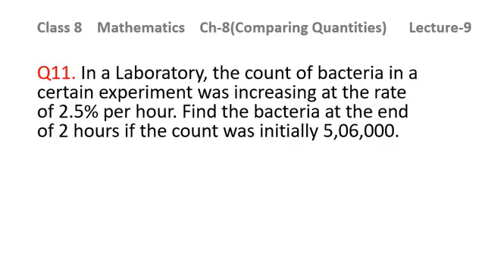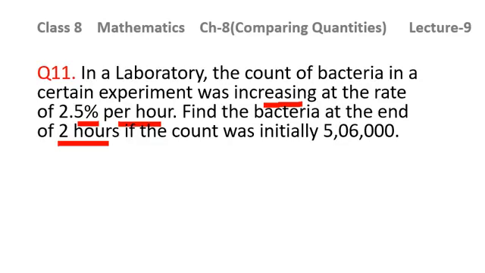Question number 11 says, in a laboratory, the count of bacteria in a certain experiment was increasing at the rate of 2.5% per hour. It is increasing, so we need to take the formula with the plus sign in the bracket, like V is equal to V naught bracket 1 plus R over 100 raised to the power n. And it is increasing at the rate of 2.5% per hour. Find the bacteria at the end of 2 hours. Means we need to find the future value, that is, the count of bacteria after 2 hours.